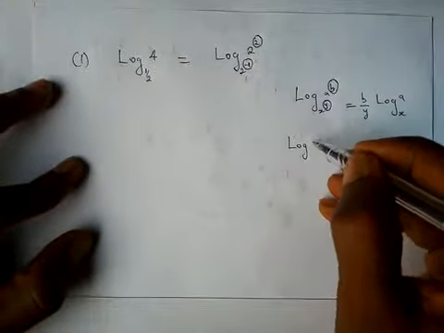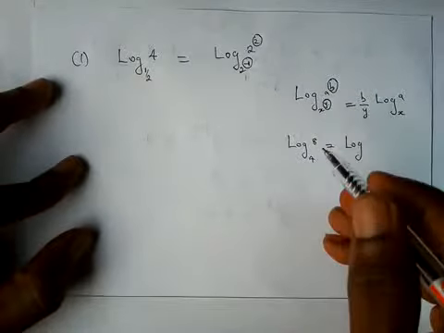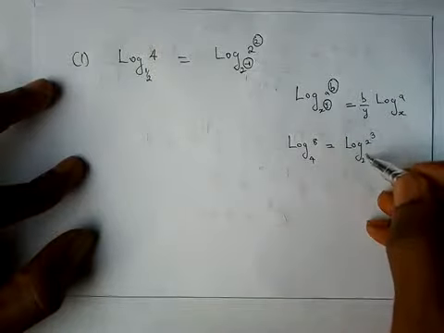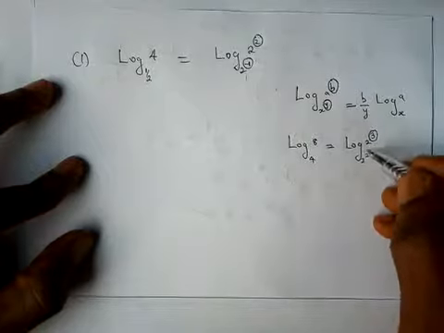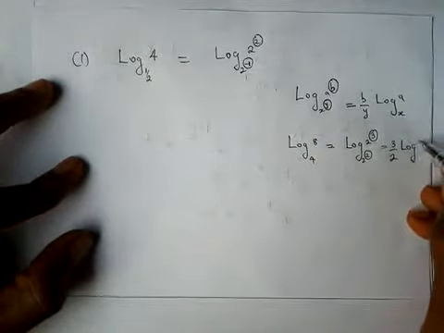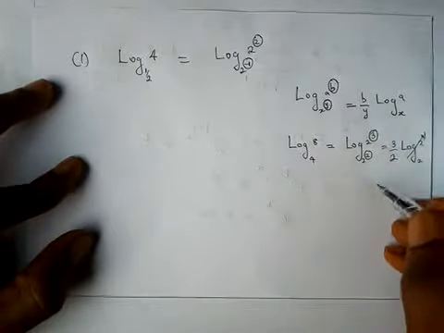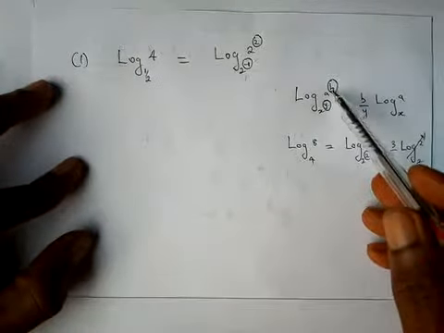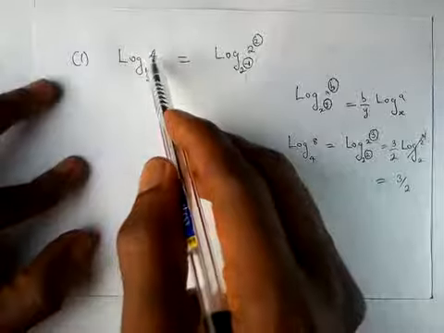So if I have log 8 to base 4, 8 is 2 raised to power 3 and 4 is 2 raised to power 2. Now you take the raised powers, that gives you 3 over 2 log 2 to base 2. This is 1, so 3 over 2 times 1 gives you 3 over 2. So if you have the base and the number raised to powers, you take the ratio of the powers.